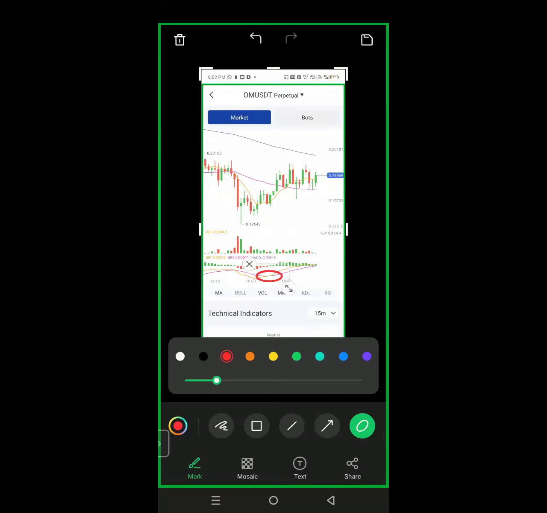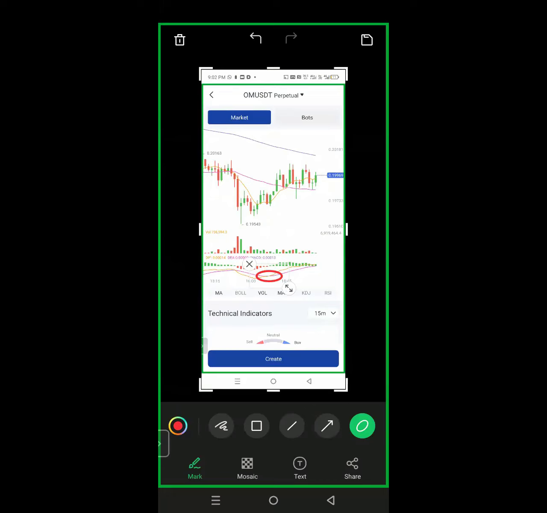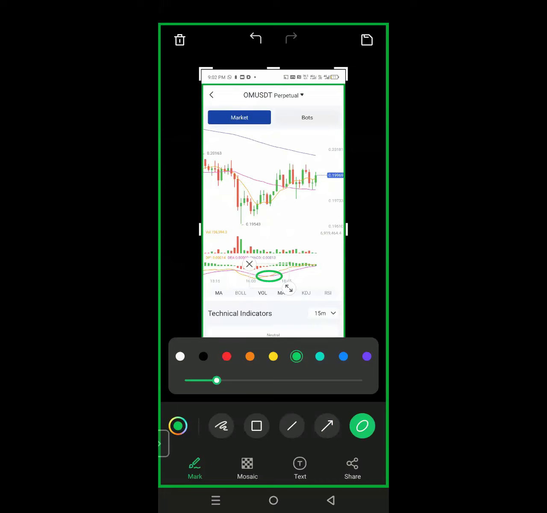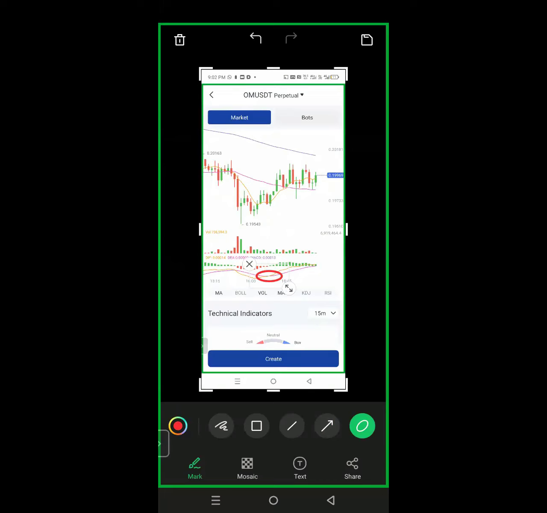I want to get another line. Why is it not changing? I'm done with this one. I want to get another one.